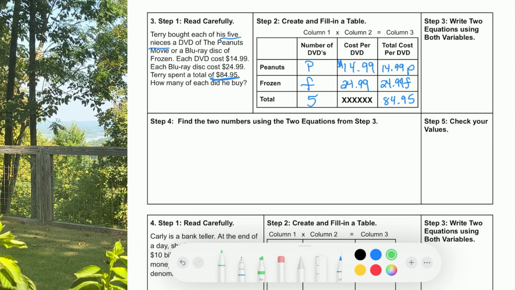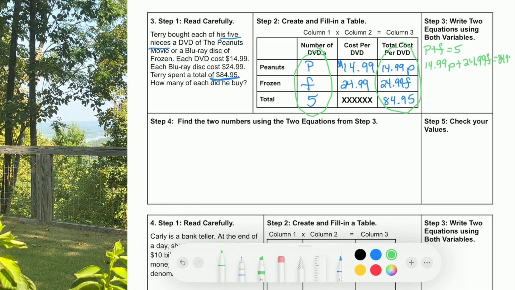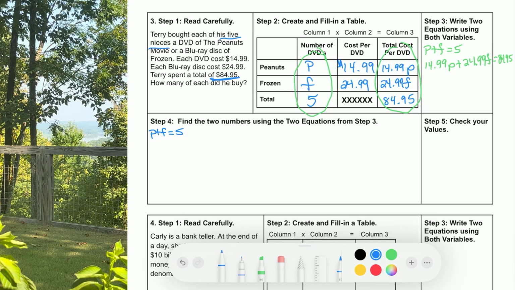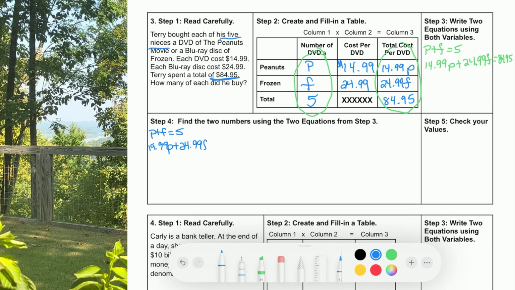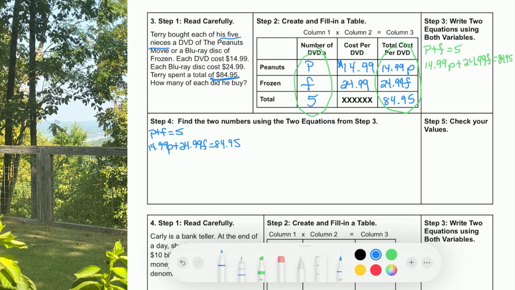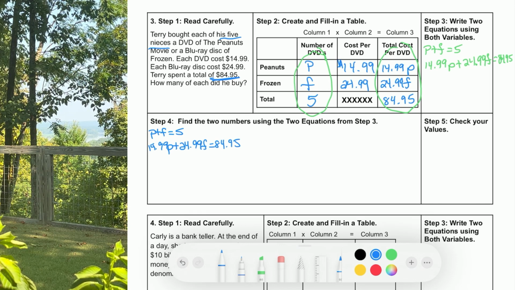Now we are going to put together our 2 equations. Remember, this first column is the first one, and the third column is our second one. So I'm going to write those out here. P plus F equals 5. And then 14.99p plus 24.99f equals 84.95. I put my decimal in the wrong place there. Rewrite them over here. So I have P plus F equals 5, and I have 14.99p plus 24.99f equals 84.95.